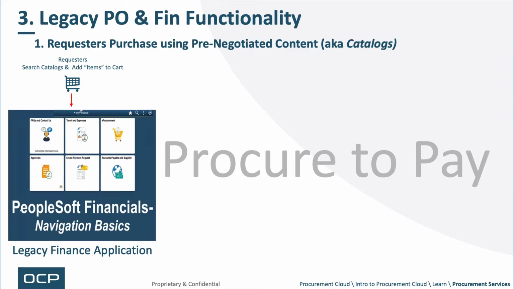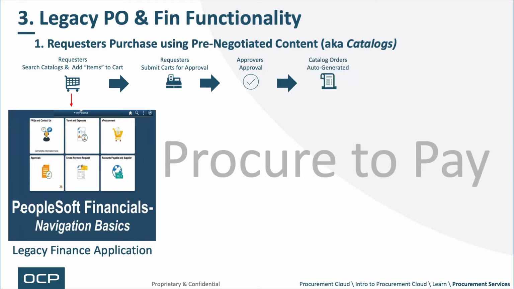So let's take a quick look at legacy PO and FIN functionality. I'm picking on PeopleSoft, but it could be any legacy application. And so requesters purchase using pre-negotiated content or catalogs. They submit those for approval. Approvers approve. Catalog orders are auto-generated, usually into POs. Buyers ship, so requesters or docs receive the shipments. And finally, invoices and payments are made. So that's considered the P2P or procure to pay cycle. Lots of different names, but let's call it P2P for now.